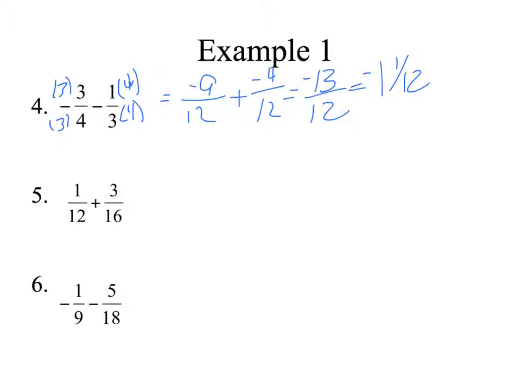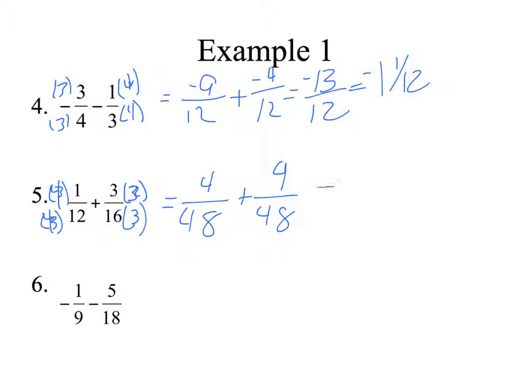5. Lots of common denominators you could use. I'm going to use 36. So I'm going to multiply this first one by 3 top and bottom. Second one top and bottom. Wait, maybe it's not 3. Nope, 48. So 4 and 4 and 3 and 3. That will look a little better. So that's 4 over 48 plus 9 over 48. That gives me 13 over 48, and that will not reduce any further.